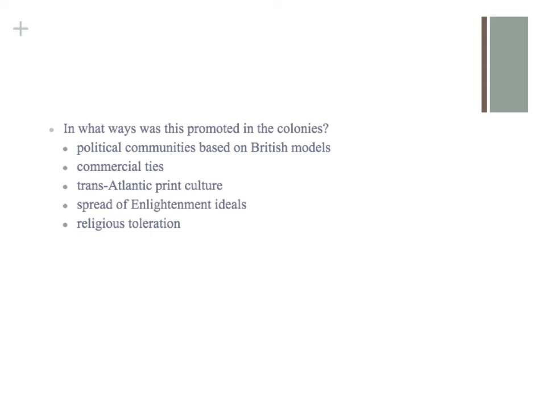Four is the spread of Enlightenment ideals. We'll talk about the Enlightenment in the next unit. The Enlightenment kind of comes back to bite the British in the tail because once it spreads over in the colonies, it eventually plays a part in the American Revolution. And number four is religious toleration in the form of the Maryland Toleration Act, which was on your last quiz, and you should probably know the components of and what it did.